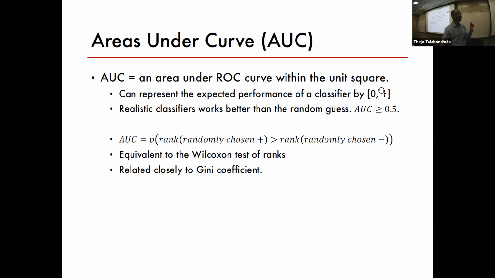So it's basically a summarizing number, just a number between 0 and 1. Ideally the number should be greater than 0.5, and the highest number will be 1. It's just the area under the ROC curve.